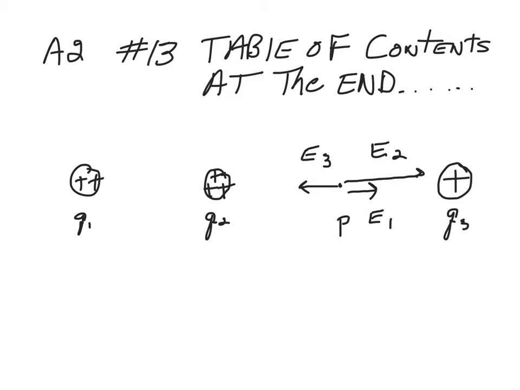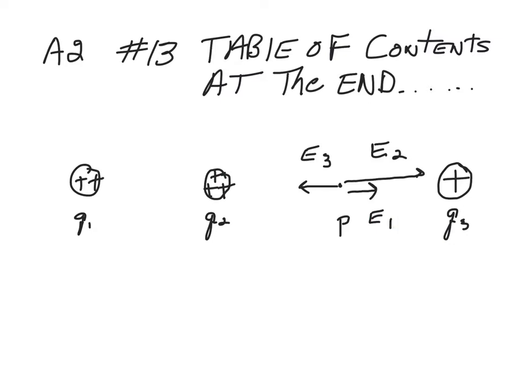Realize that this problem has randomized numbers, so you're probably going to have different numbers than I have, but you can watch the method. So for me, Q1 was 2Q, so I put 2 plus signs. And Q2 was given as 3Q, so I put 3 plus signs. And Q3 was given as 1Q, so I put 1 plus sign. These are all positive. So E1 is the field due to Q1, and so it's an arrow pointing this way, and I called it E1.